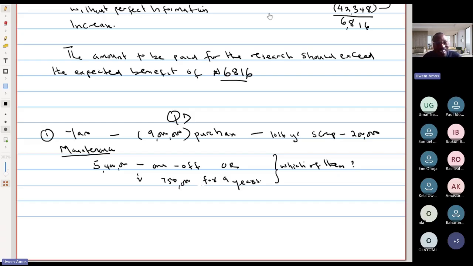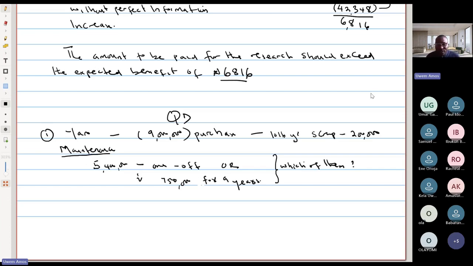Please don't forget that. We extend it using the concept of annuity factor. So let's look at what the annuity factor is for 9 years so that we can extend the 750,000 over 9 years. We then compare it with a one-off payment of 5.4 million, and then we see which of them makes most sense for Yaro. So let's quickly calculate what the annuity factor would be.